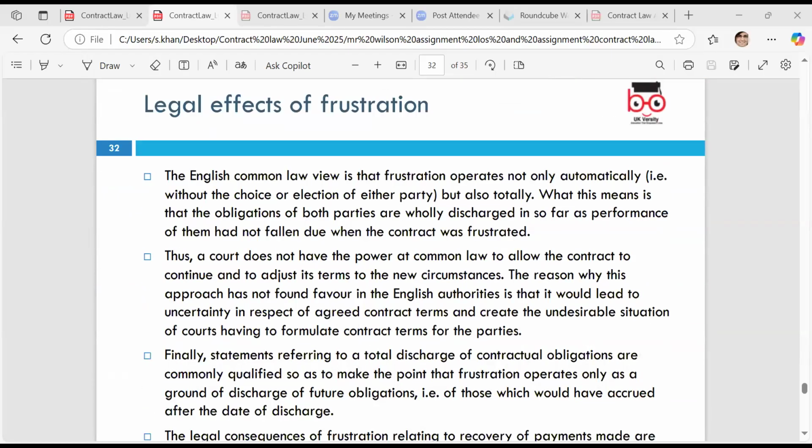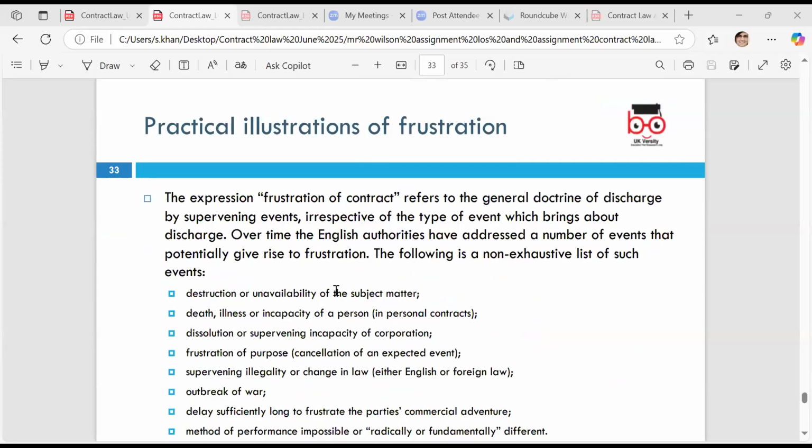Legal effects of frustration. Frustration in English law automatically terminates the agreement when an unforeseen event makes its performance impossible, illegal, or radically different from what was originally intended. Then we've got the element of practical illustrations.